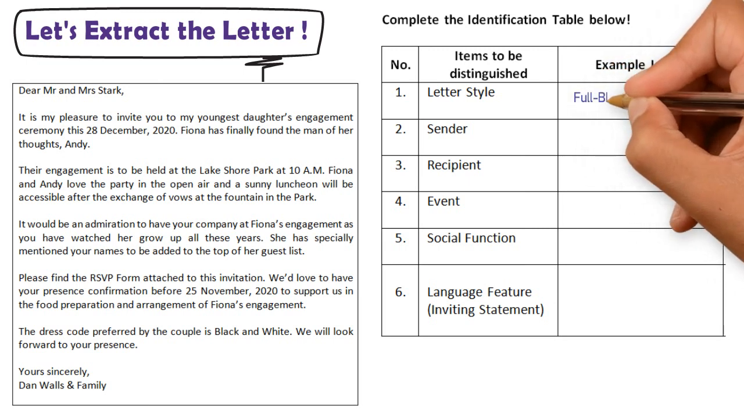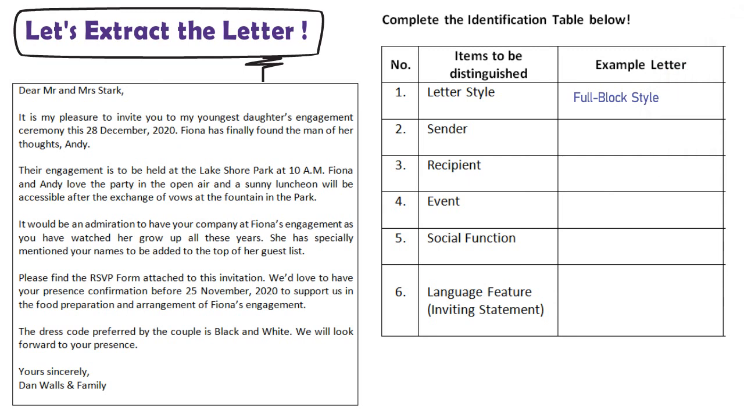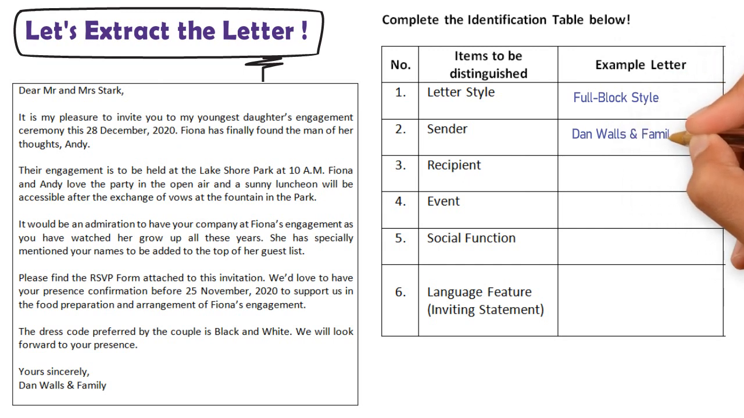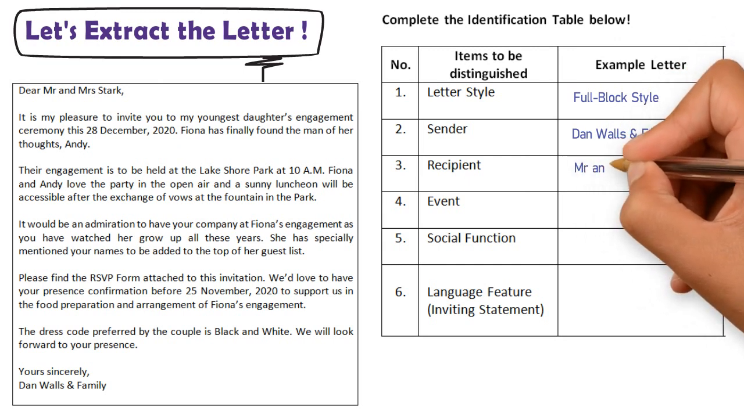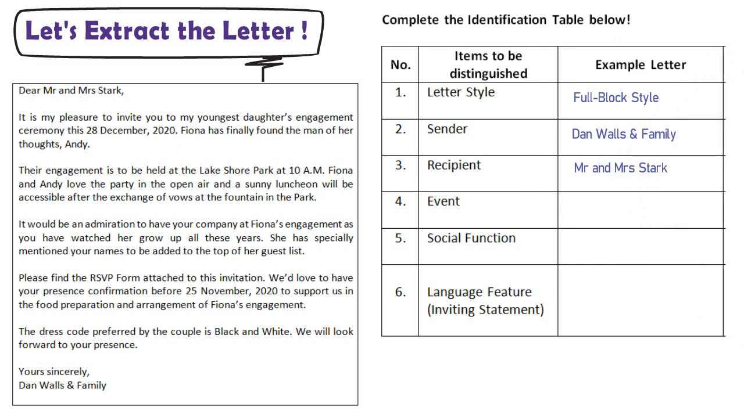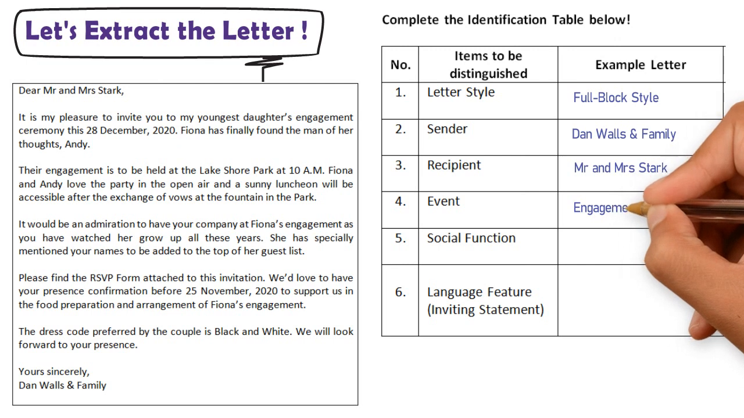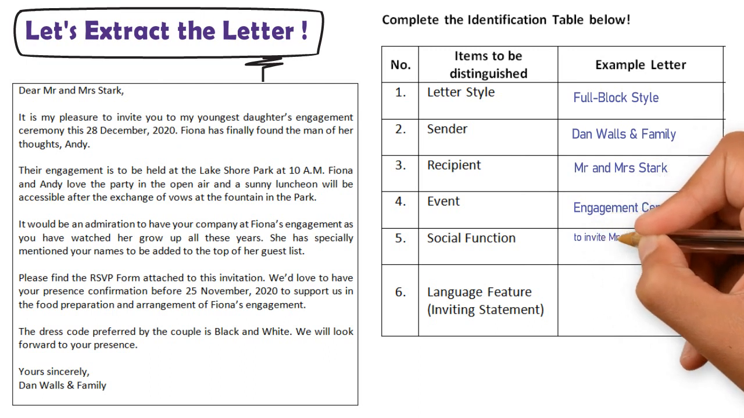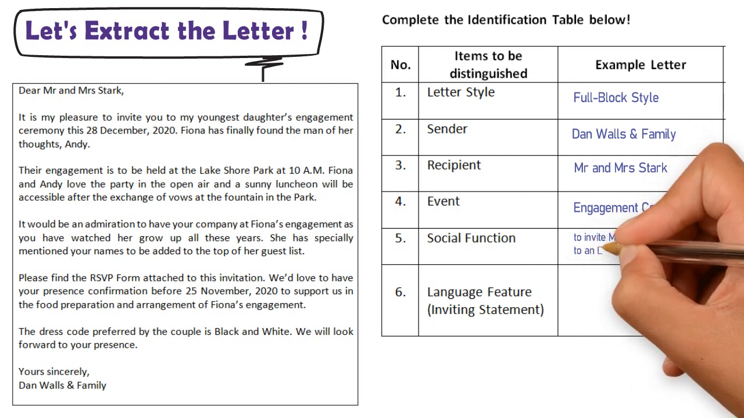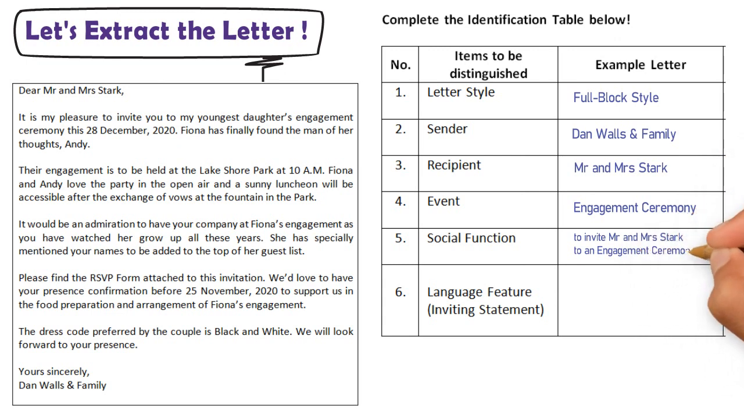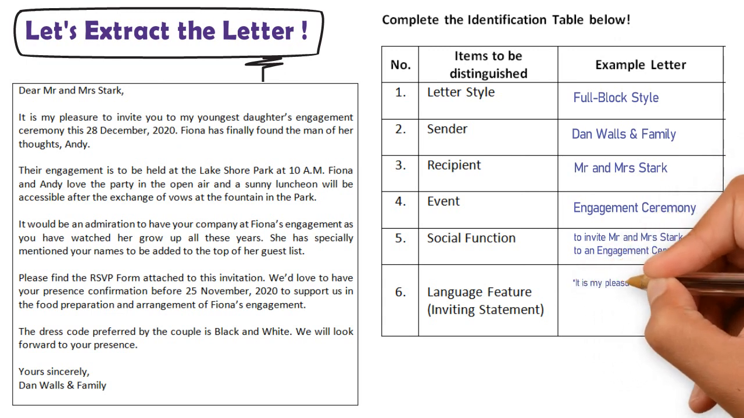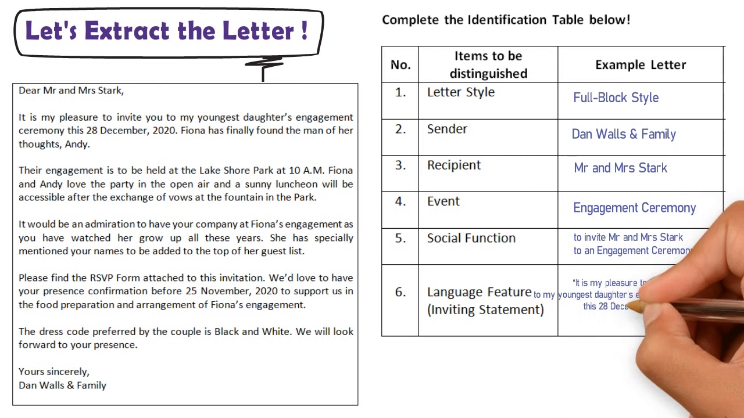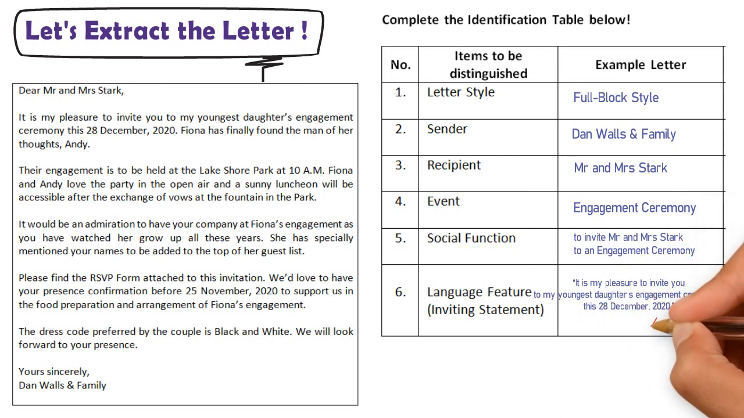Alright, now let's discuss the answers. This letter is adapting the full block style, obviously. The sender is Dan Wells and family. The recipients are Mr. and Mrs. Stark. The name of the event is Engagement Ceremony. Next one is the social function, which is to invite Mr. and Mrs. Stark to an engagement ceremony. The last one is the inviting statement in the letter, which is, "It is my pleasure to invite you to my youngest daughter's engagement ceremony this 28 December 2020.